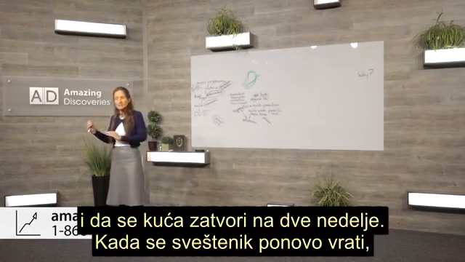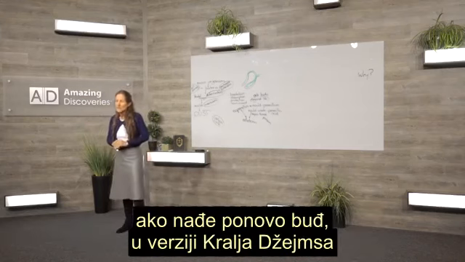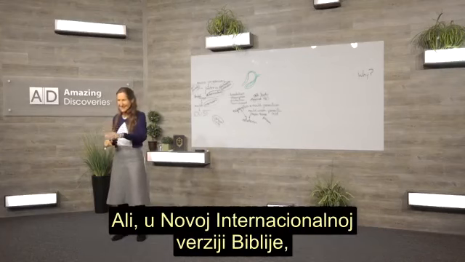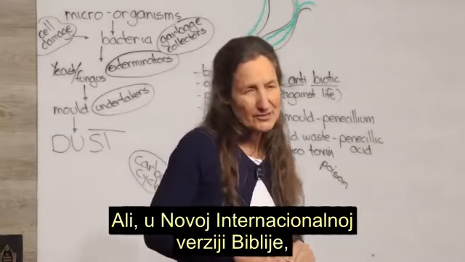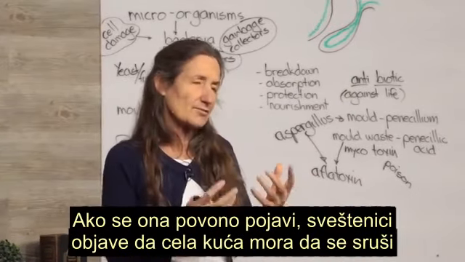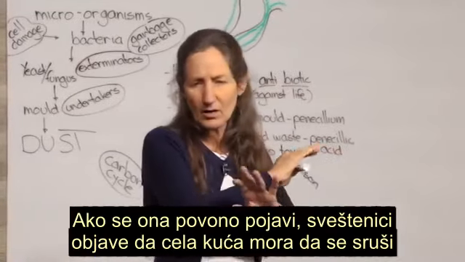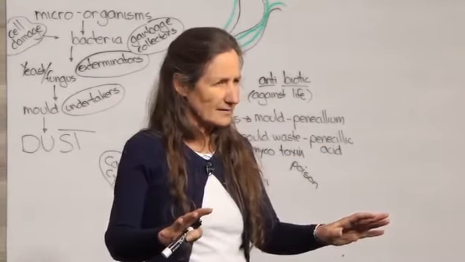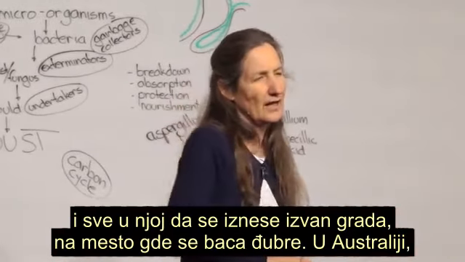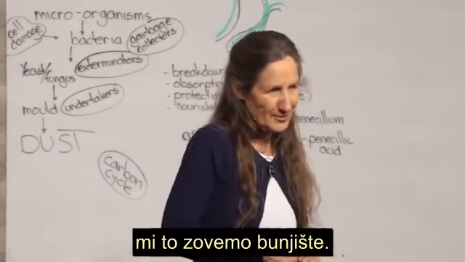Two weeks later, the priest comes back to see if this has grown again. The King James Version calls it leprosy in the house, but the New International Version calls it mildew in the house. If it has grown back, then the priest would declare that the whole house has to be dismantled, pulled down, and taken outside the city to an unclean place. In Australia, we'd call it the rubbish tip.